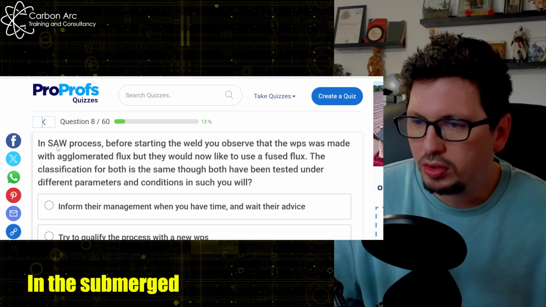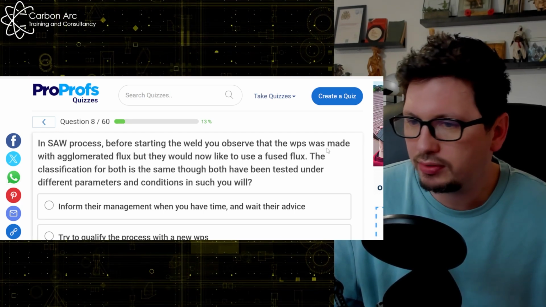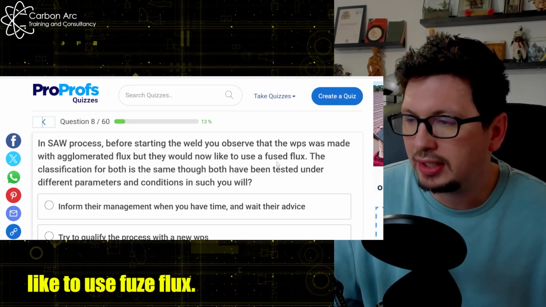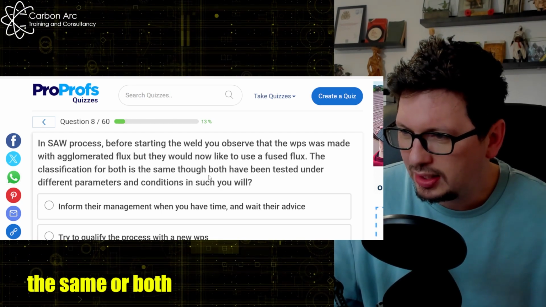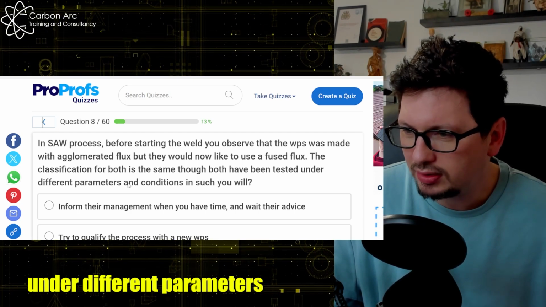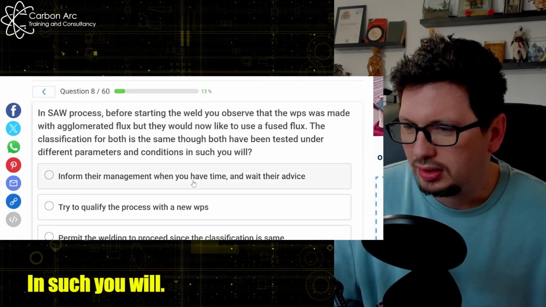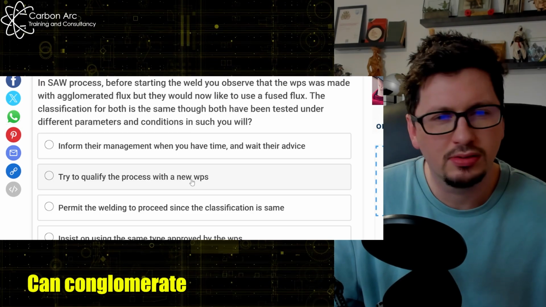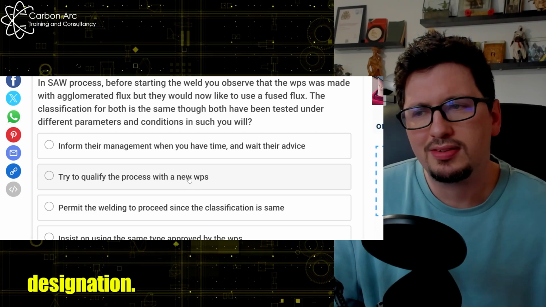In the submerged arc welding process, before starting the weld, you observe that the WPS was made with agglomerated flux, but they would now like to use fused flux. The classification for both is the same, though both have been tested under different parameters and conditions. That's an interesting one. Can agglomerated and fused flux be under the same designation?